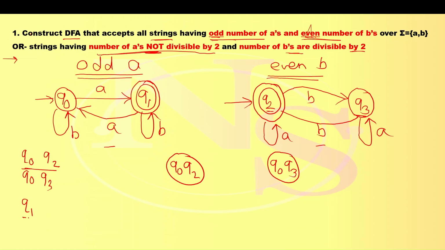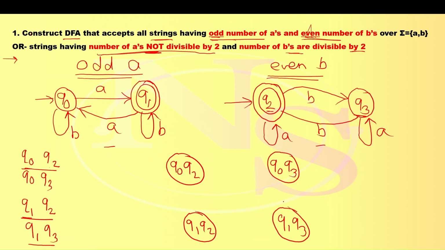Another state of the first sub-problem is Q1. The way Q0 is combined with Q2 and Q3, similarly Q1 can be combined with Q2 and Q3. So the third state will be Q1 Q2. Write it, Q1 Q2. And the last state will be Q1 Q3. In this way I will get the four states.